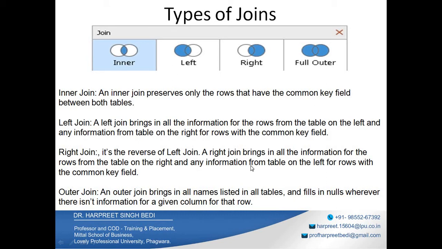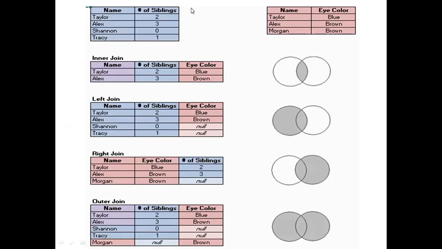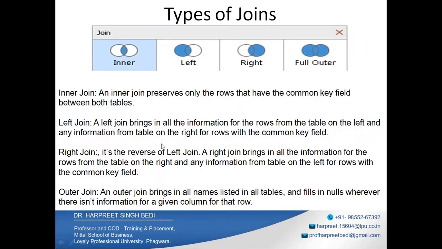For example, there are two tables, table A and B. In table 1, I have the names of four students and their number of siblings. In table B, there is the name of the student as well as their eye color. In case of an inner join, Taylor and Alex are common between these two. Shanoy and Tracy are only available in table 1, and Morgan is only available in table 2. Common between these two is only Taylor and Alex. This is an inner join.